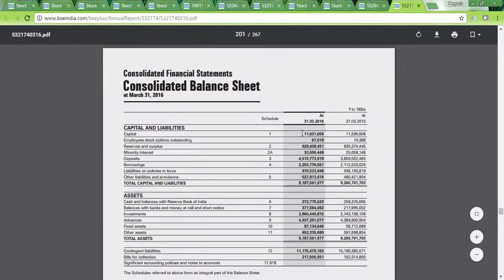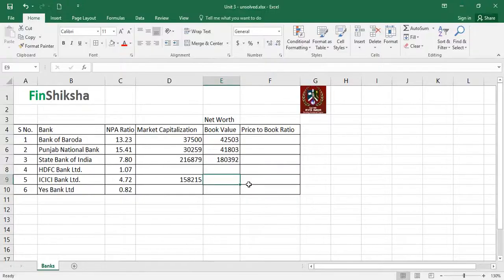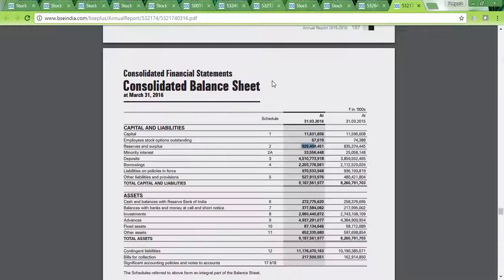Yeah, here we go. So consolidated balance sheet, share capital is 1163 crore. And reserves and surplus would be amounting to 92,940 crore. 1163 plus 92,940 gives me the value here.